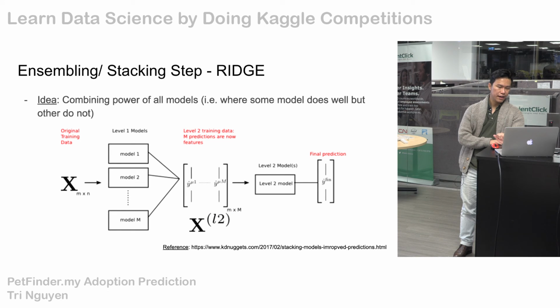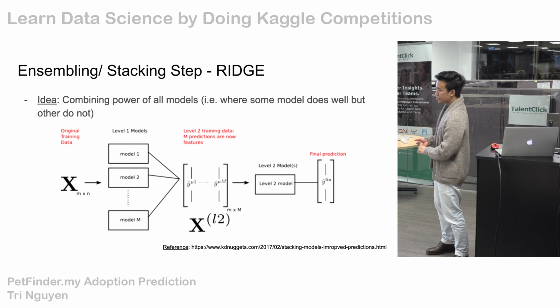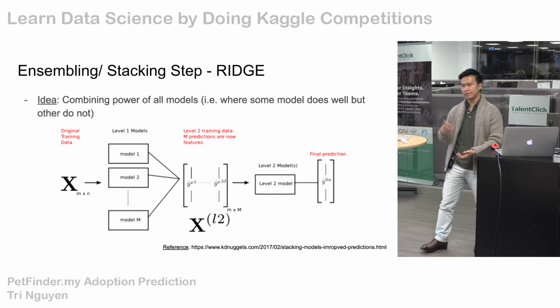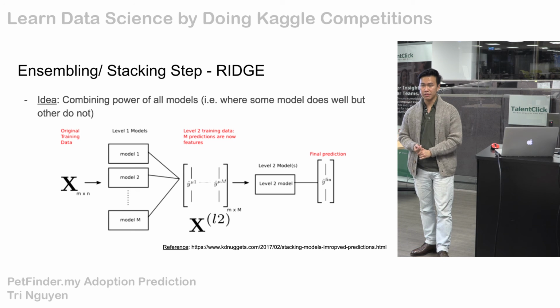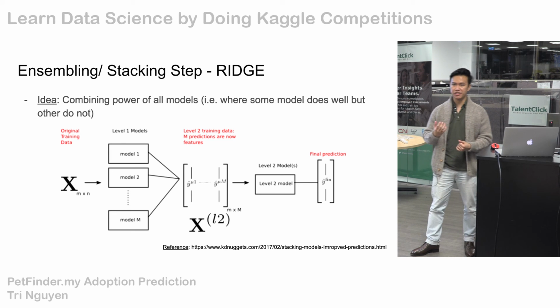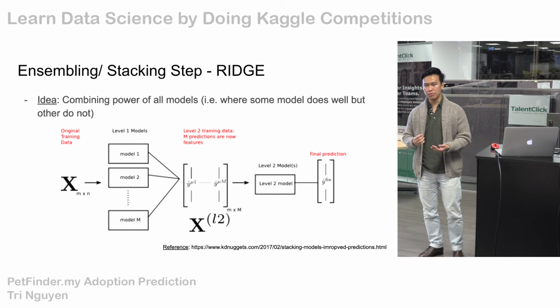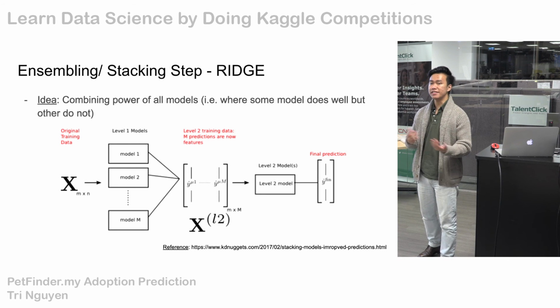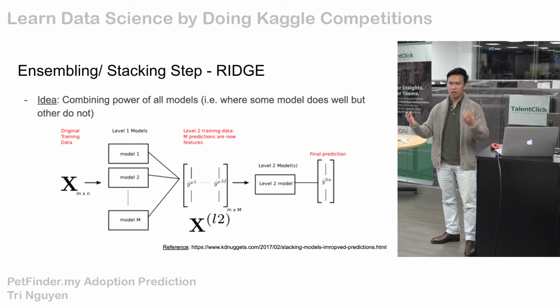And then after they have all the predictions from the three models that they divided the team into building, the final step would be the ensembling or stacking step, where they use ridge regression. So the basic idea of this is to build a second-level model that combines the powers of all the first-level models together in order to have better predictions. So for example, some models would do well for certain data, and some would do well on others. And the point of a stacking step is to combine all the areas that they do well together in order to have more powerful predictions.